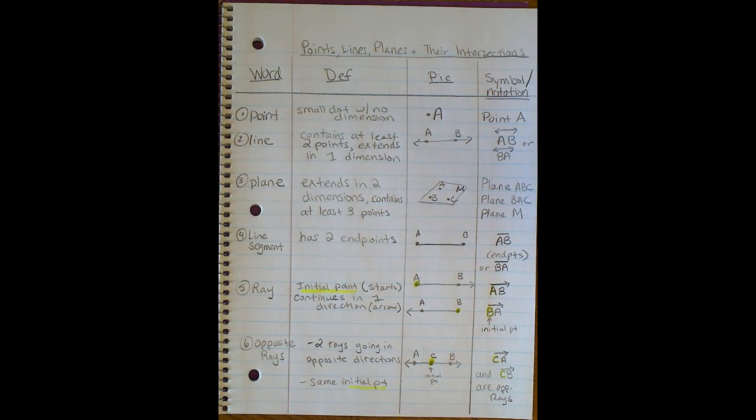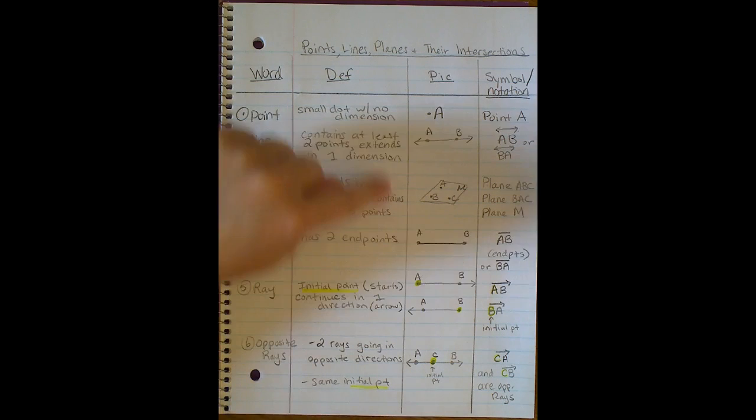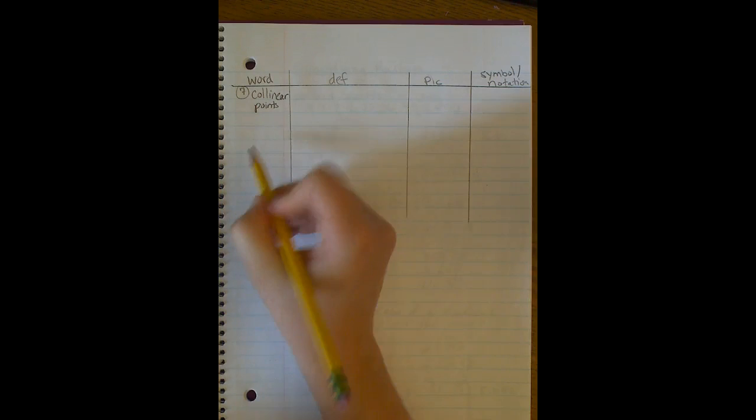Okay, so one last time to recap, the main difference between the ray versus a segment and a line is, well, first of all, it extends in one direction, whereas a line segment stops on two endpoints and a line continues forever. But you really have to understand the naming for a ray. It's very different because you always need to begin with the initial point. There's a few more vocab words actually that I wanted to go over: collinear points and coplanar points.